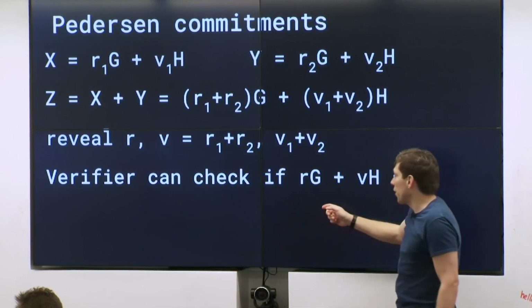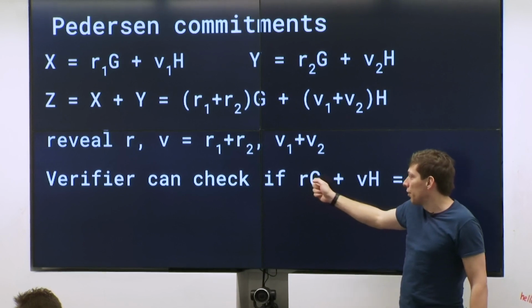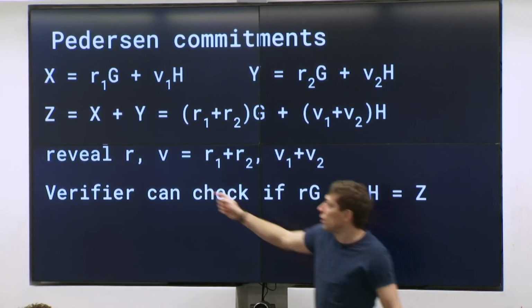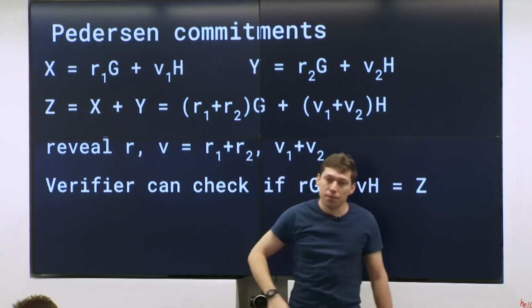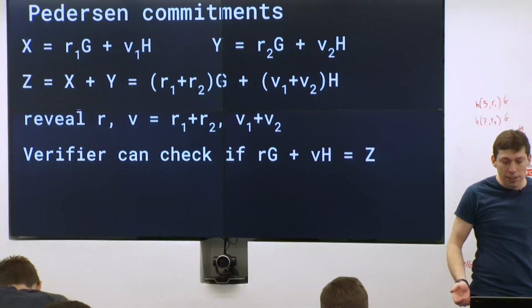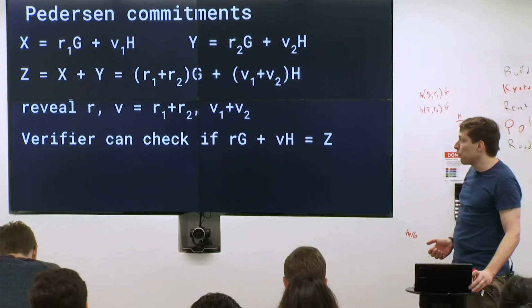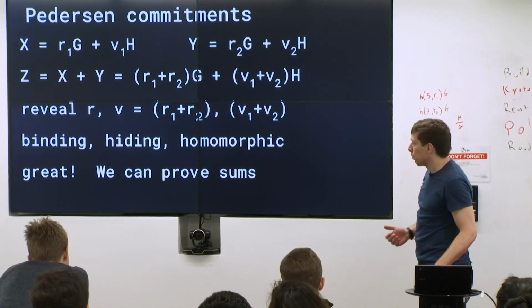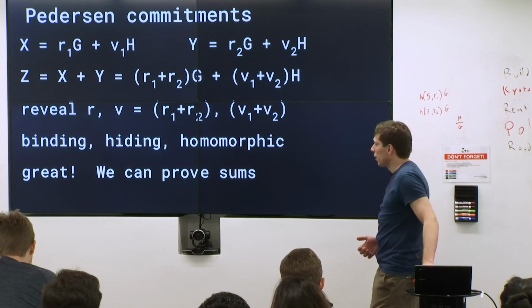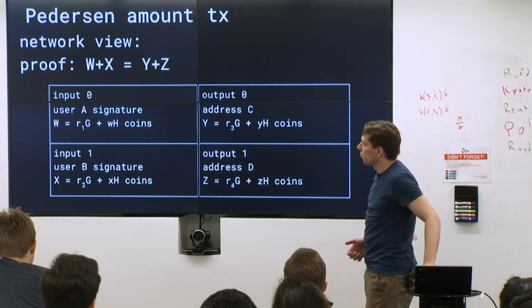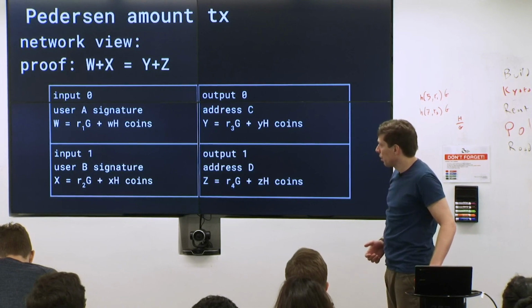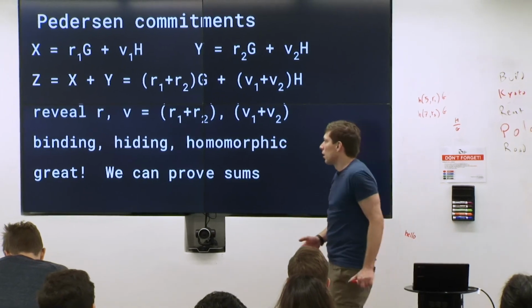And then the verifier can check, okay, is this r they gave times g plus this v they gave times h equal to these two points added together? And if it is, they've sort of proven, okay, the sum. So it's binding, hiding, and homomorphic. So this would allow us to make proofs, right?